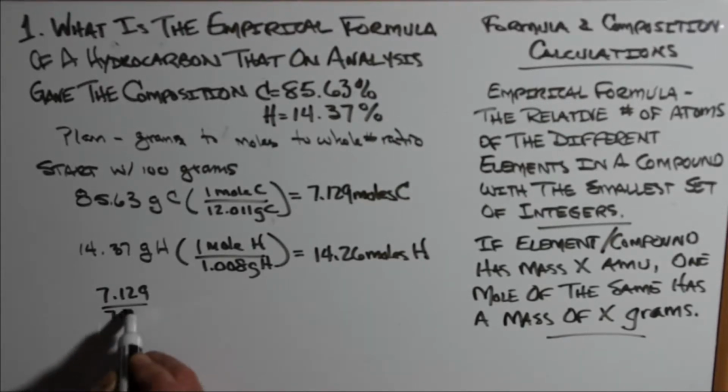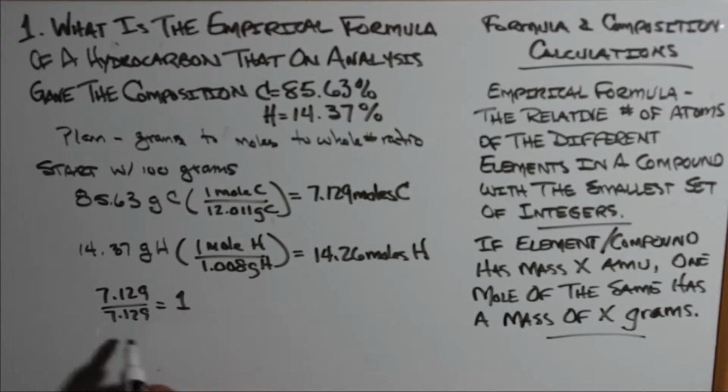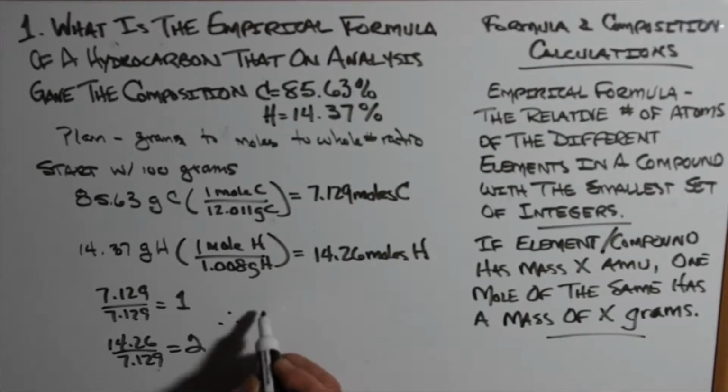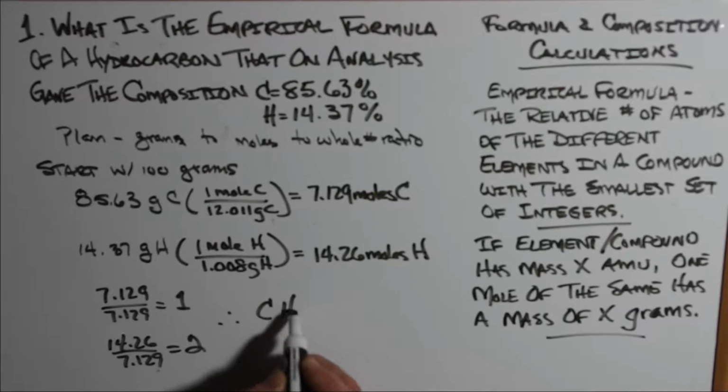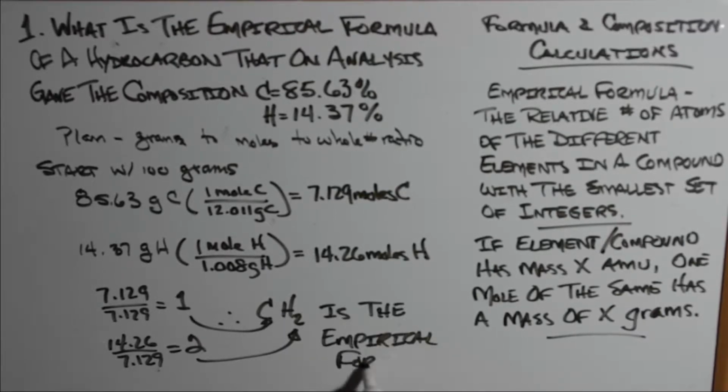To get whole number ratios, we divide all numbers by the smallest number that we have, in this case 7.129, so 7.129 divided by itself obviously is 1. That means that the whole number integer for carbon will be 1. We divide 14.26 by 7.129, we get 2, and that will be the whole number integer for hydrogen. So CH2 is the empirical formula.